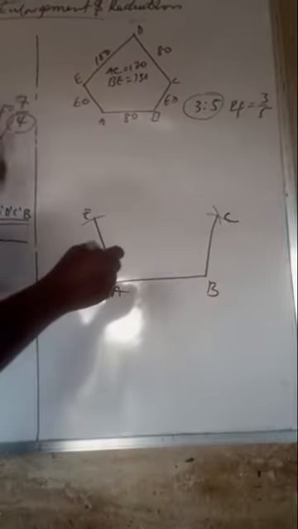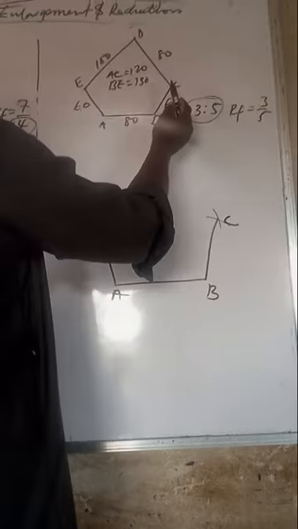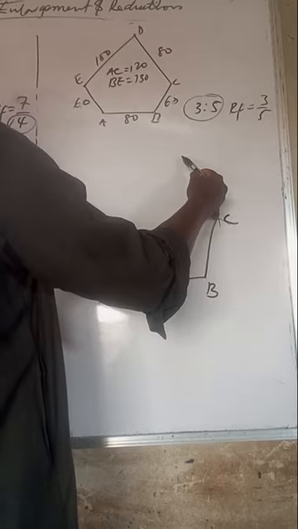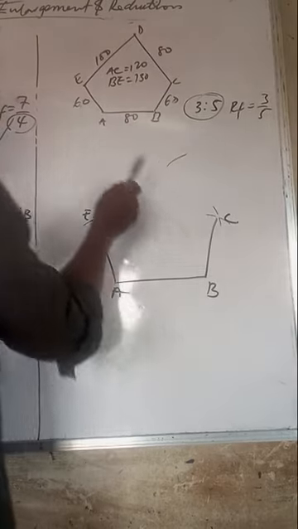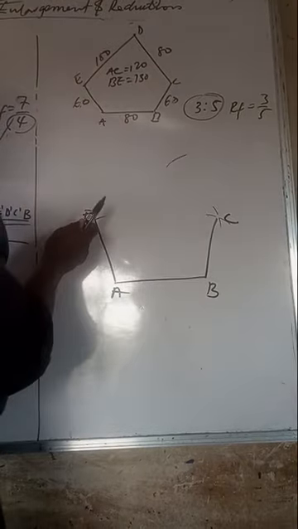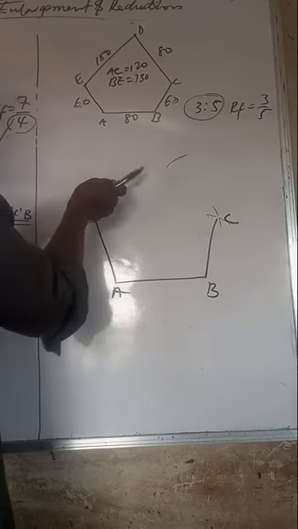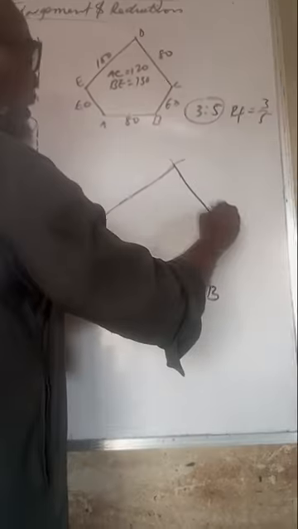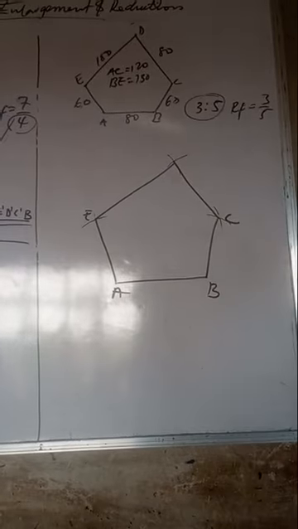What am I left with? I'm left with D. I know that my DC is 80. I'll stay on C, measure 80, and mark this arc. Then my ED is 100. I'll stay on E, measure 100, and mark this arc. So I'll join it like this and like that. So I have my shape now.